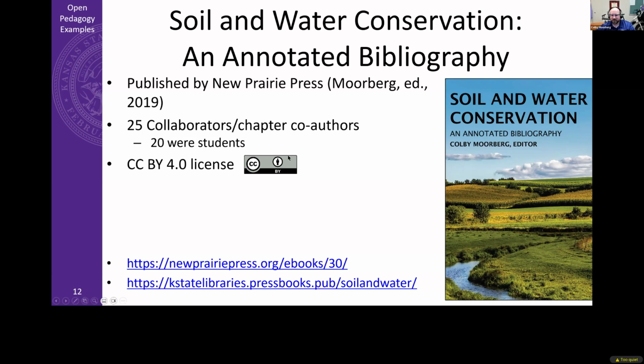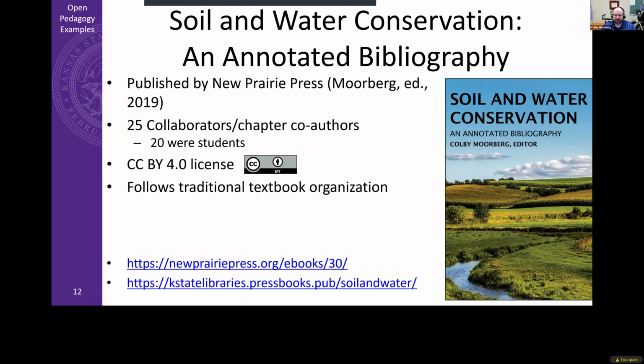So this is the little logo they use for that sort of license. And what this means is that pretty much all of the rights that I mentioned earlier, all the 5 R's, anyone can do anything they want according to those 5 R's, however they want, as long as they give attribution to the original source. So they can do whatever they like, as long as they say this was originally made by Colby Moorberg and team through New Prairie Press in 2019. So that was the license that we used.